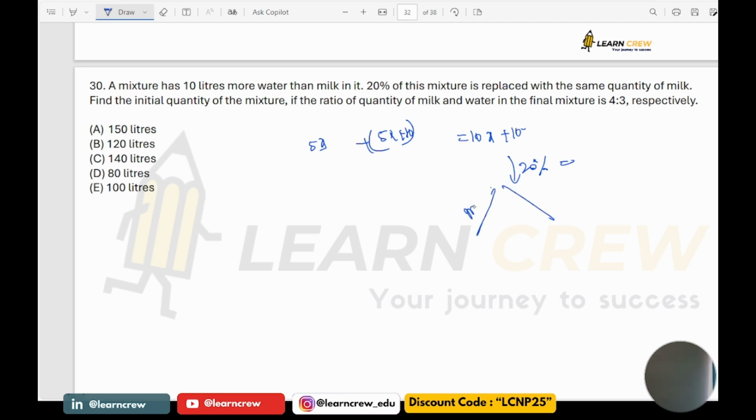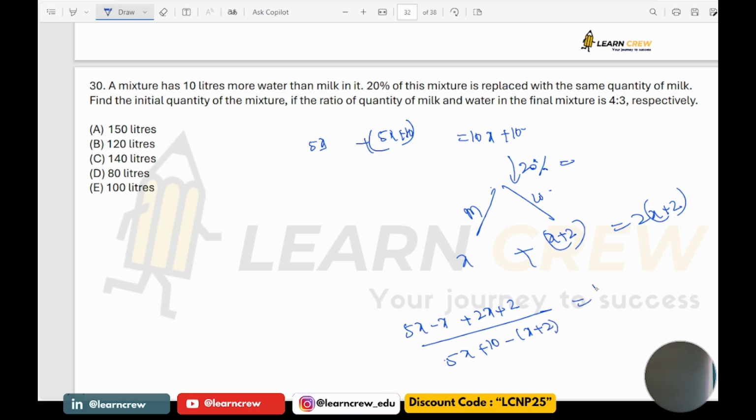Milk and water. 20% of 5x would be x. It would be x plus 2. So total is how much? 2x plus 2. So what I can say? 5x minus x plus 2x plus 2 divided by 5x plus 10 minus of x plus 2 is going to be 4/3. So if I simplify this, I am going to get how much? X is equal to 13.